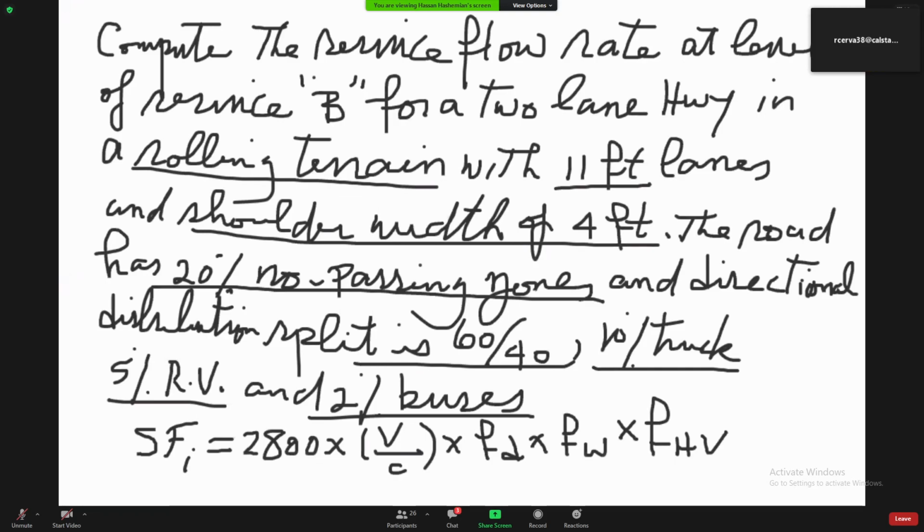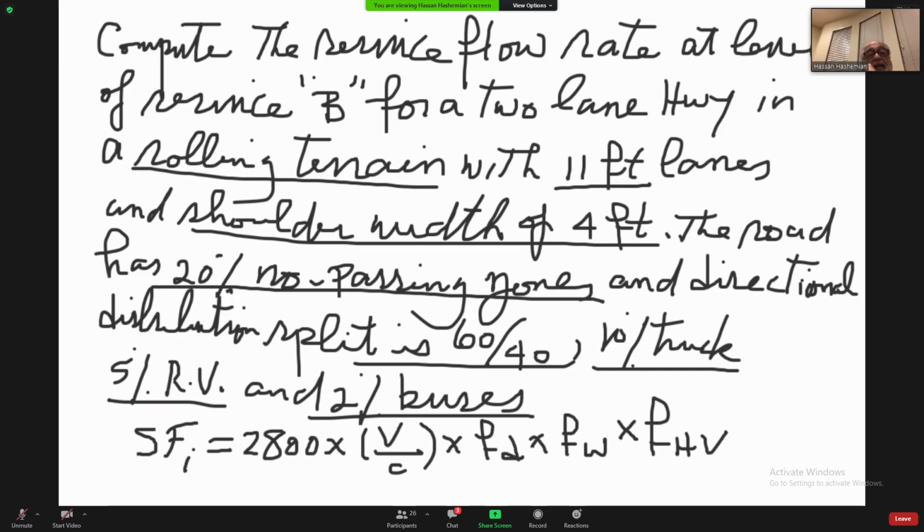What does SF stand for? Pardon? SF, the beginning of the equation. 2,800 times V over C. That's the service flow. Service flow, okay. Yeah, SF. The i is giving you the level of service in general, but here we are talking about level of service B.